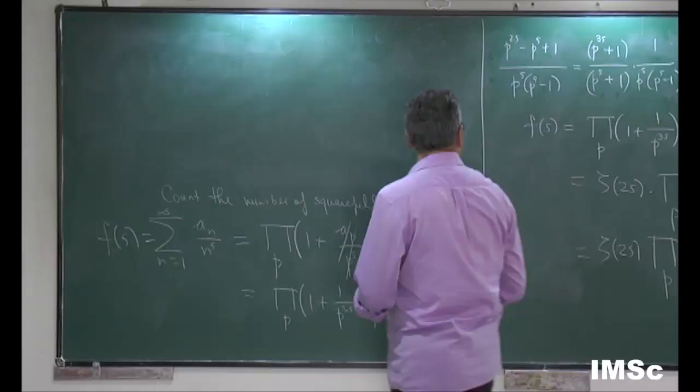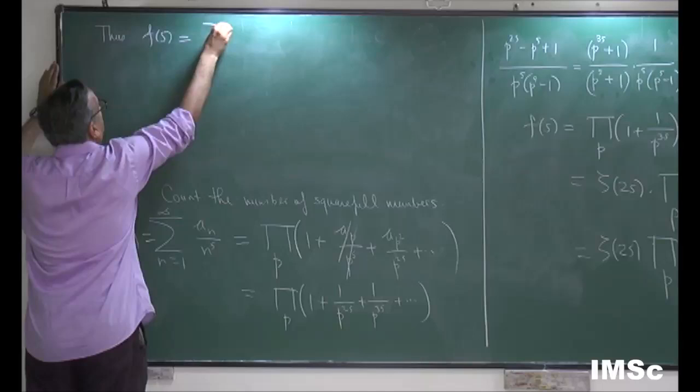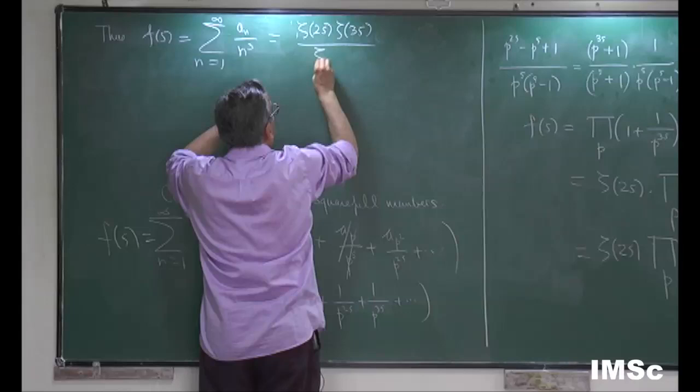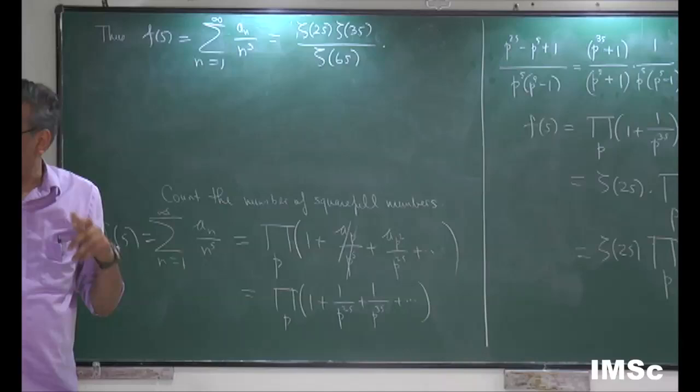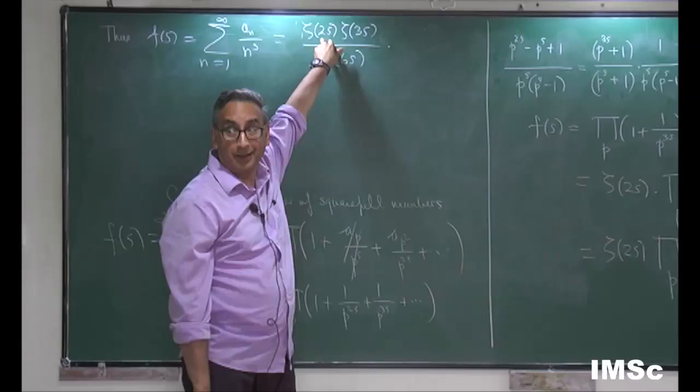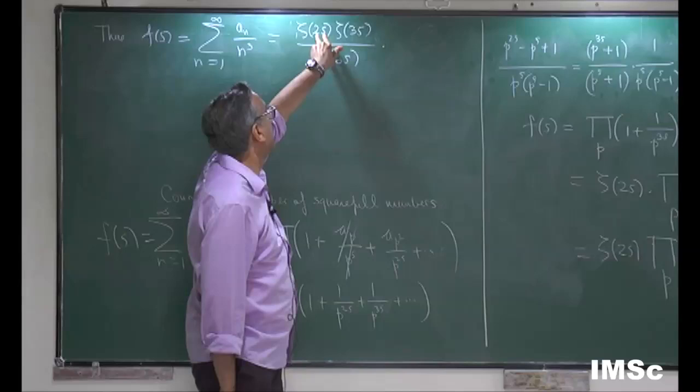Thus, f of s equals the sum of a n over n to the s, n going from 1 to infinity, which is actually equal to zeta 2s, zeta 3s over zeta 6s. And we all know about the Riemann zeta function. We analytically continued it for real part of s bigger than 0 with only a simple pole at s equals 1. So zeta 2s has a pole where? s equals a half. You're right. Exactly.